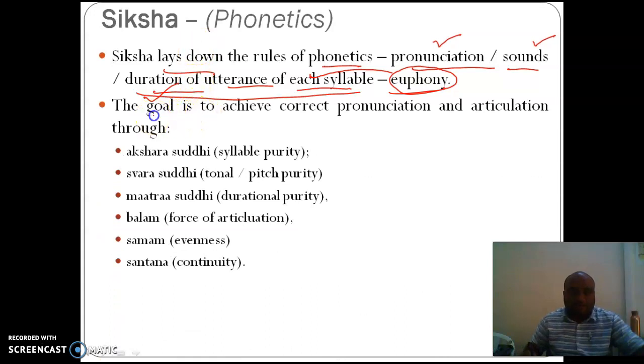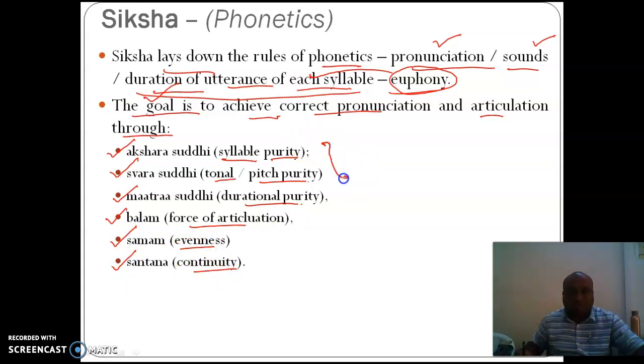The goal of this Vedanga, that is Siksha, is to achieve correct pronunciation and articulation through the fundamental things like Akshara Suddhi, that is syllable purity, Swara Suddhi, that is tonal or pitch purity, Matra Suddhi, that is durational purity, Balam, that is force of articulation, Samam, that is evenness, Santana, that is continuity. These are all the fundamental things to be practiced in order to correctly pronounce and articulate each syllable in Vedas.